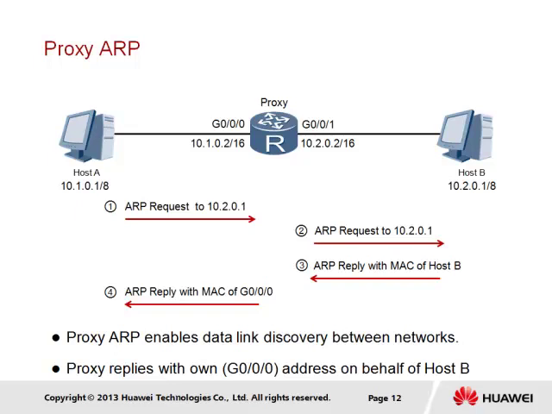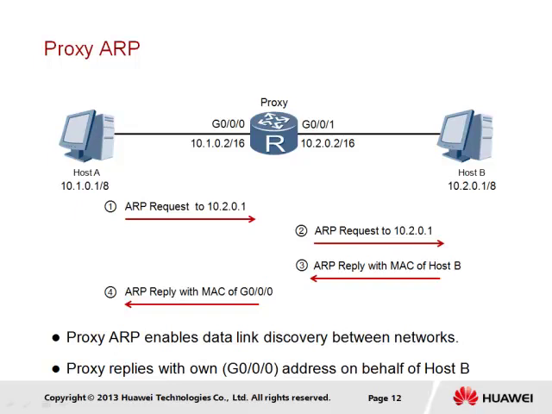The request will reference the MAC address of the interface of gigabit Ethernet 001 to which the receiver with the destination of 10.2.0.1 should reply. Host B, upon receiving this request, will update its ARP cache and generate a reply destined for the IP address of host A, but the MAC address of the gateway's G001 interface.